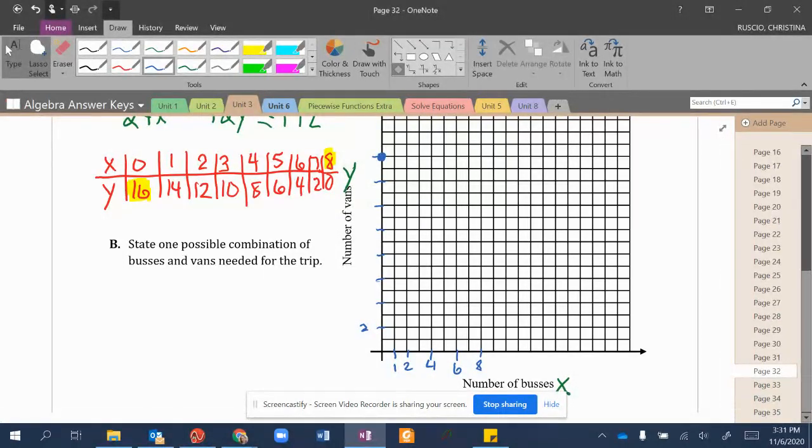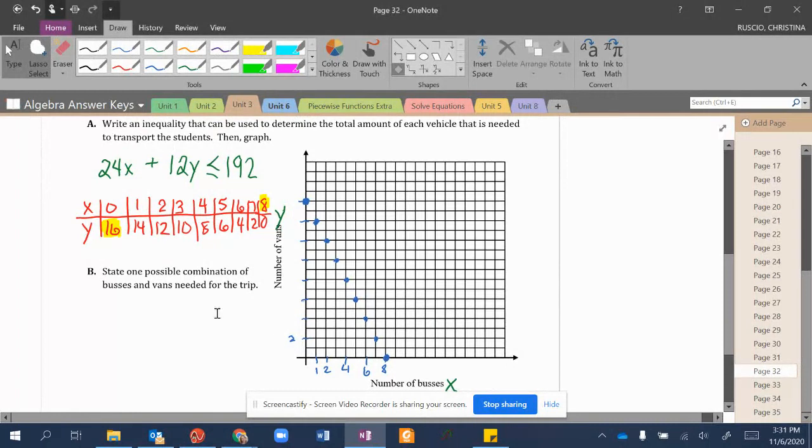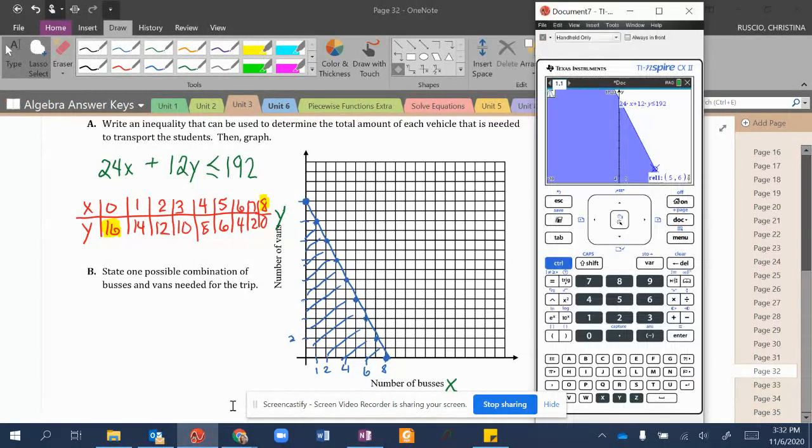Okay, so (0, 16), (1, 14), (2, 12), and we're just going to keep following this pattern all the way to the bottom of the graph at my y-intercept of 8. Let's be mindful. Should this line be solid or dashed? Well, it's solid because it's less than or equal to. And we also need to shade, and we're going to shade below. And we will use our calculator to help us with this.